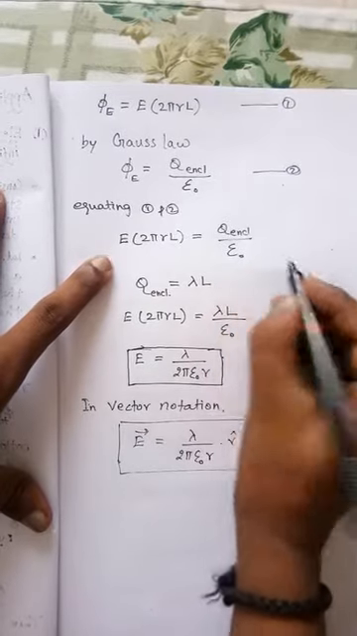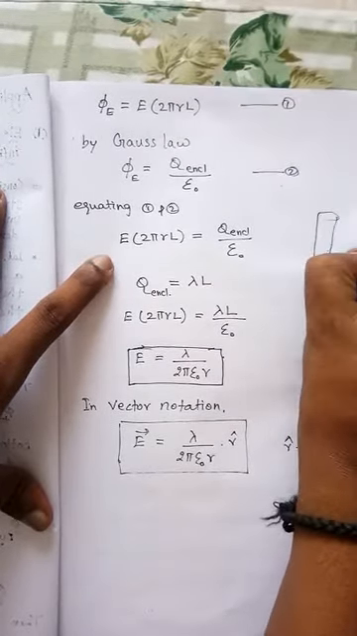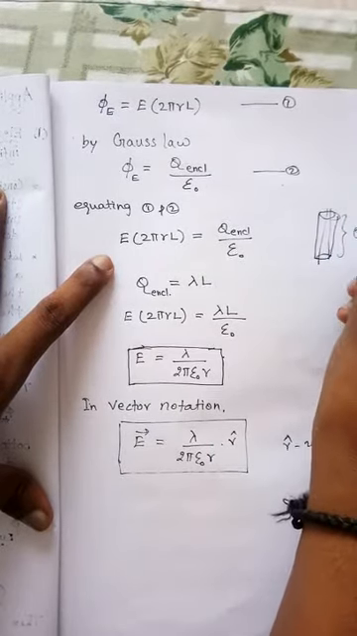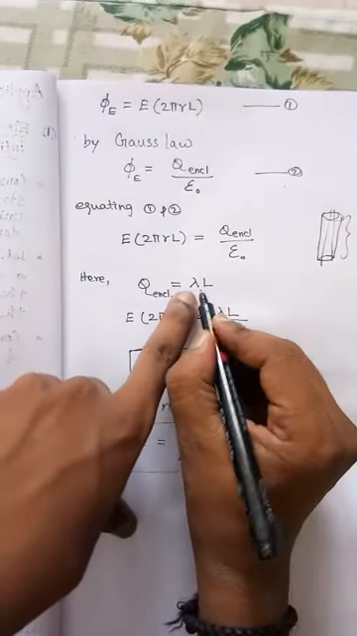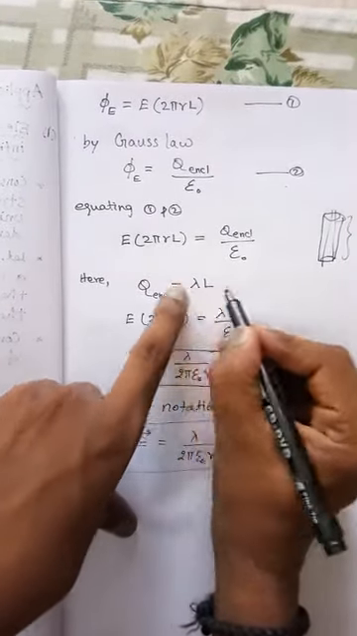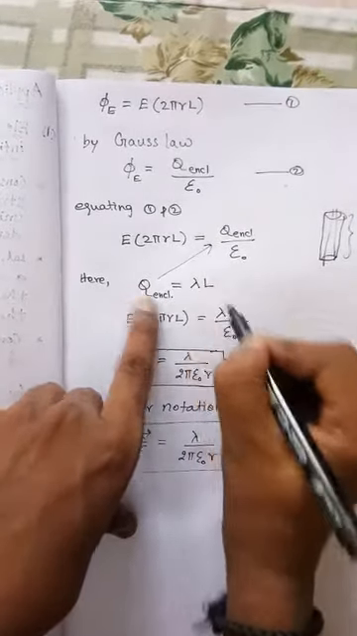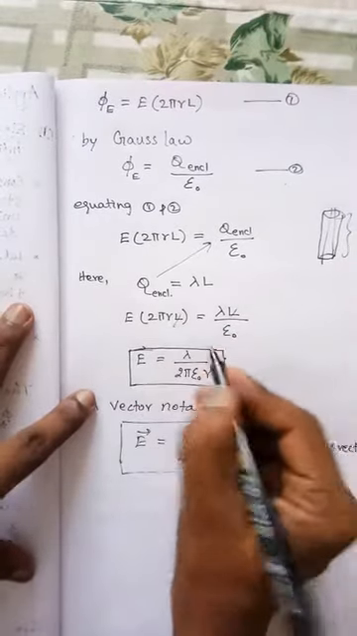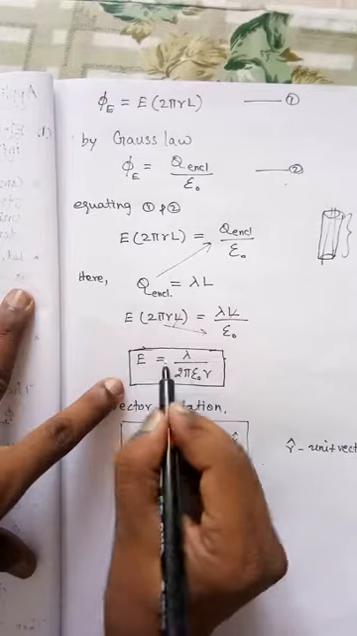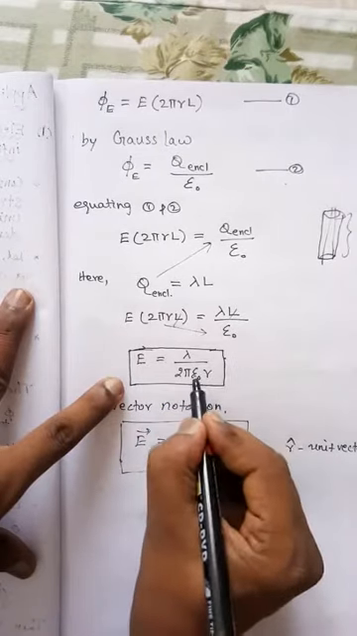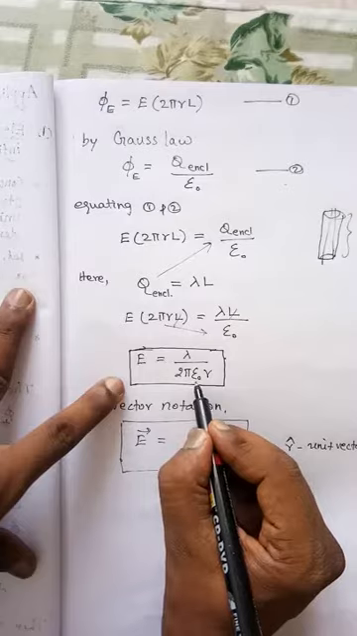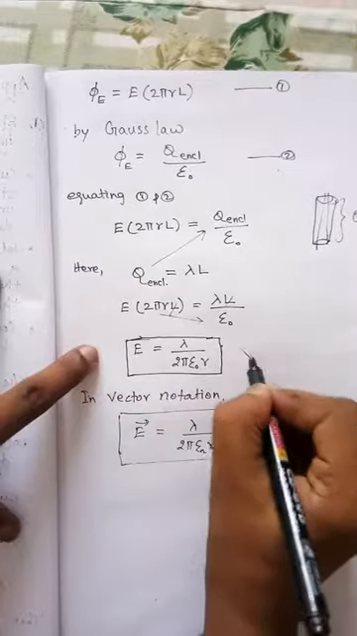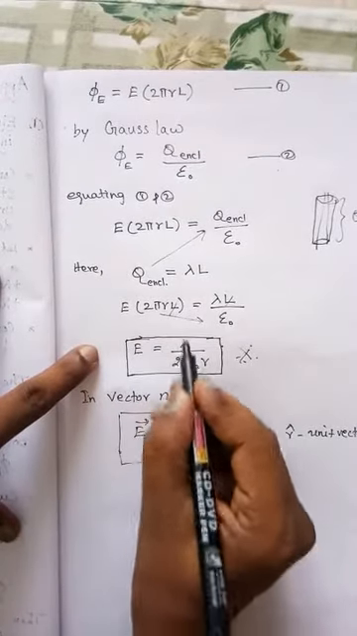Now we want to find Q, the total charge enclosed in that area. It is very simple: Q enclosed is nothing but charge density into length. So instead of Q, substitute lambda into L divided by epsilon naught. Here L cancels, so E 2 pi r, cross multiplying, gives E equal to lambda by 2 pi epsilon naught r. Epsilon naught is the permittivity of free space, and r is the distance between the point and the center of the wire. So this is the formula for the electric field due to an infinitely long straight wire.